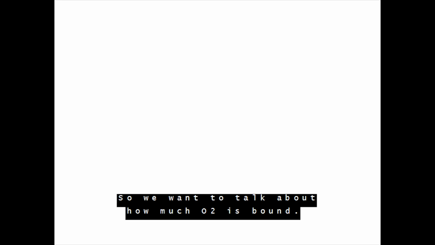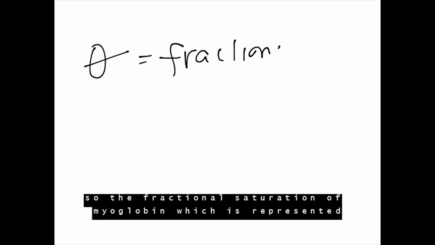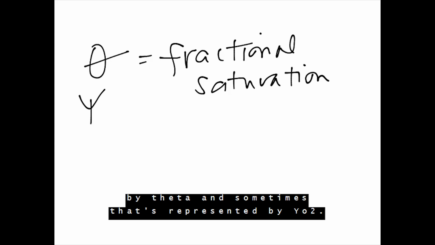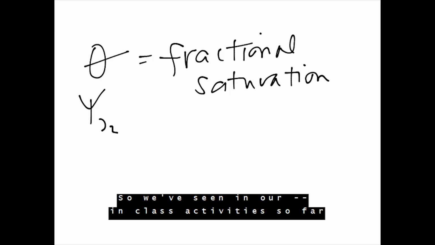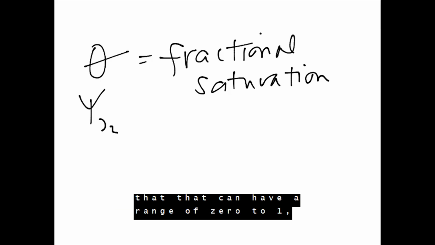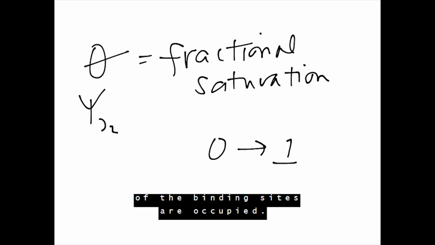So we want to talk about how much O2 is bound. So we want to talk about the fractional saturation of myoglobin, which is represented by theta, and sometimes that's represented by YO2. It means the same thing. We've seen in our in-class activities that it can have a range of 0 to 1, where 0 is completely unbound, no binding sites occupied, and 1 is complete saturation, where all of the binding sites are occupied.